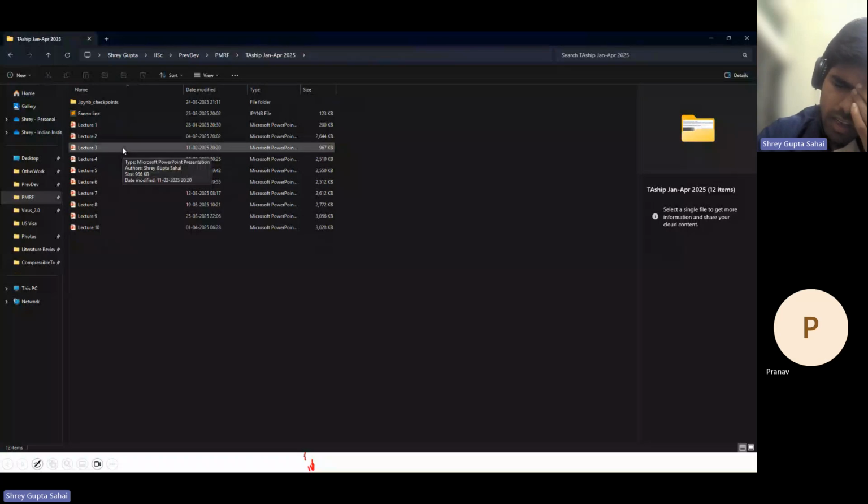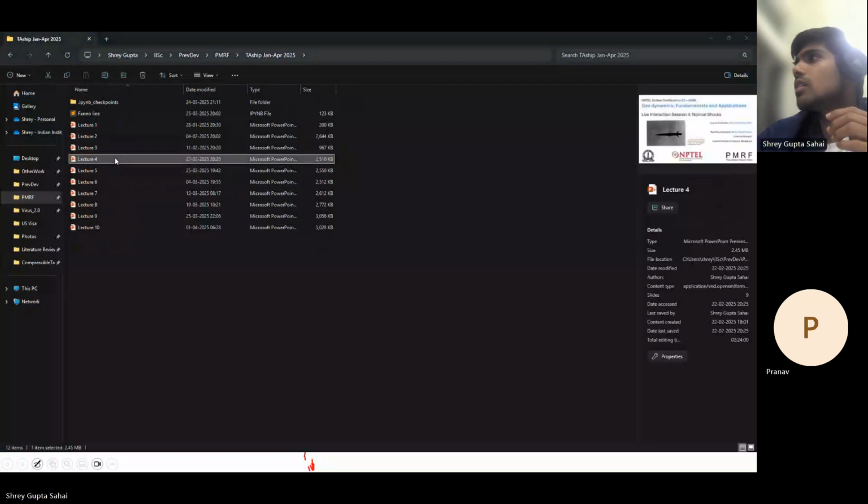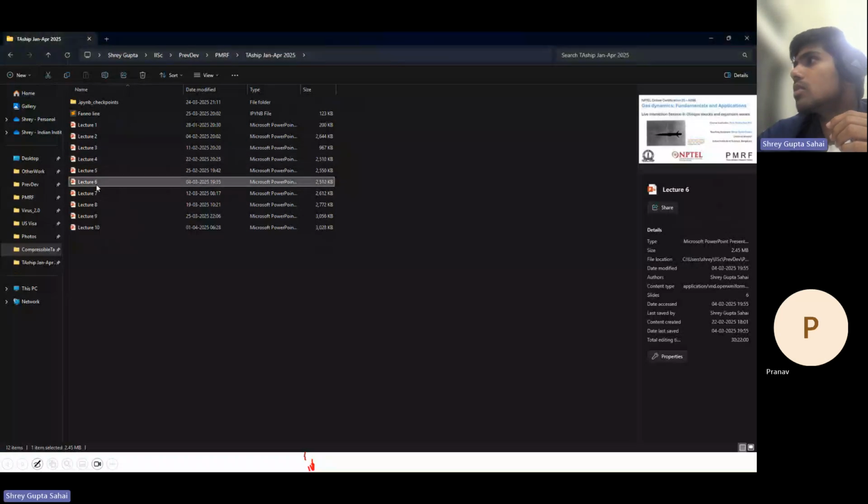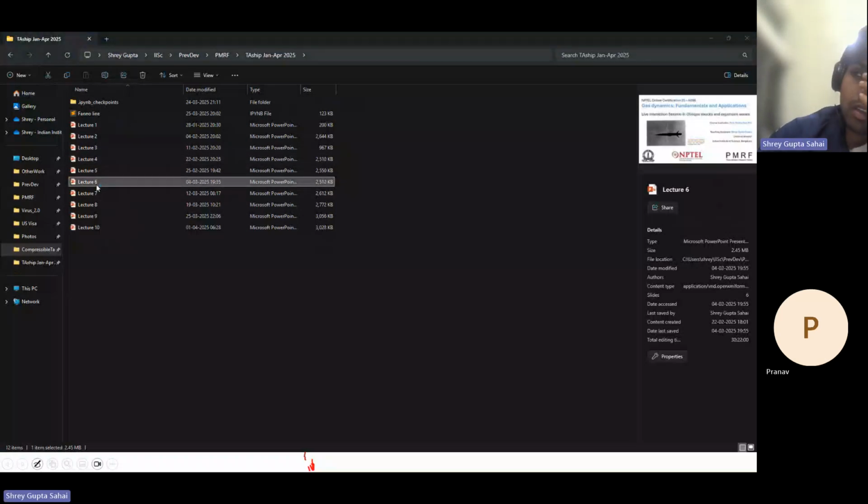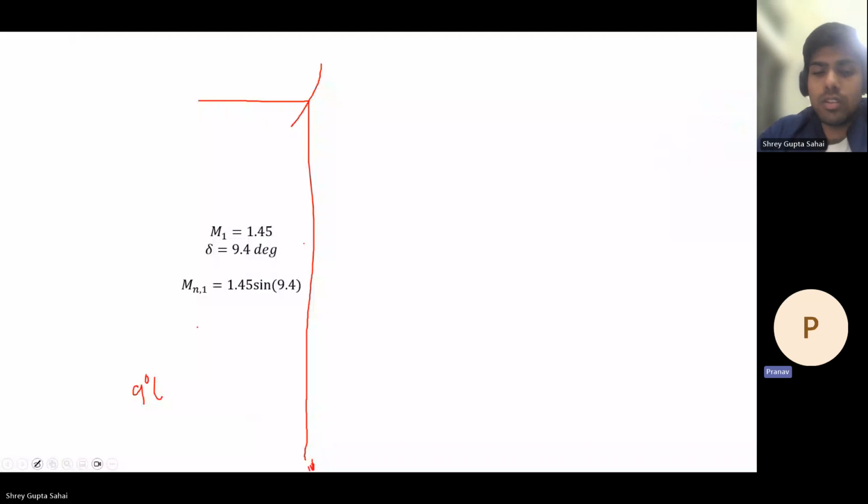Did we do this in lecture 3 or lecture 4? Somewhere there, oblique shocks and expansion. The formula is MN1 equals M1 sine beta, and beta is 60. So it should be sine 60, which is root 3 by 2. With 1.45, we get 1.247. MN1 is 1.247.